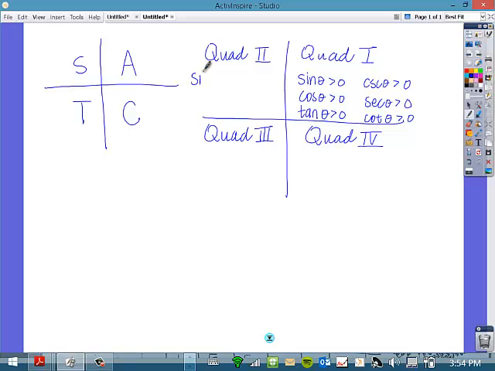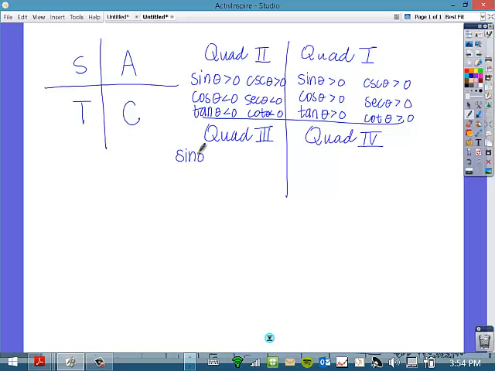So sine is positive, it's greater than 0, but cosine and tangent are less than 0, which means that cosecant, the reciprocal of sine, is positive, but secant and cotangent are negative. Sorry. In the third quadrant, we have a T, meaning that only tangent is positive.